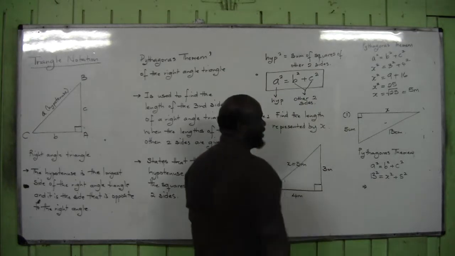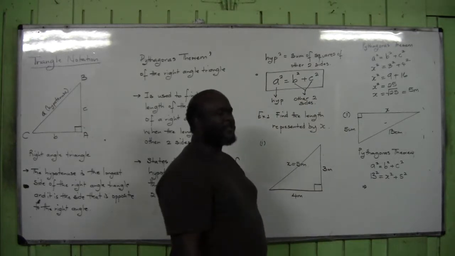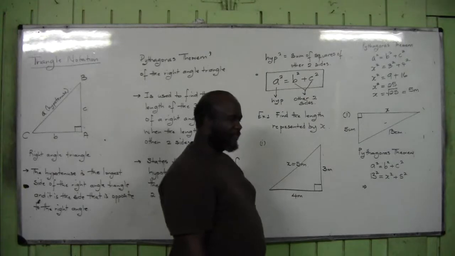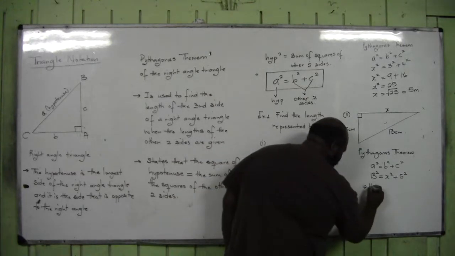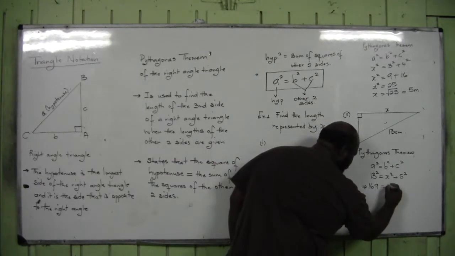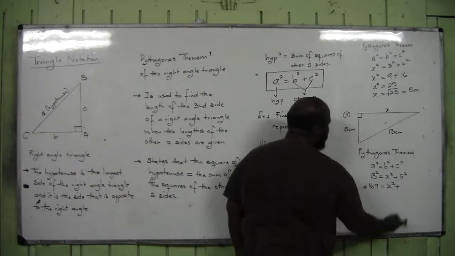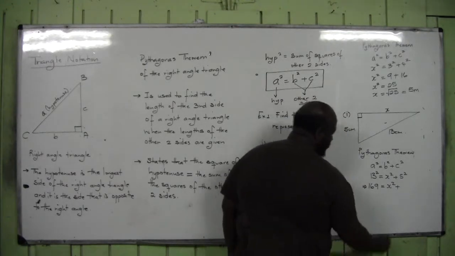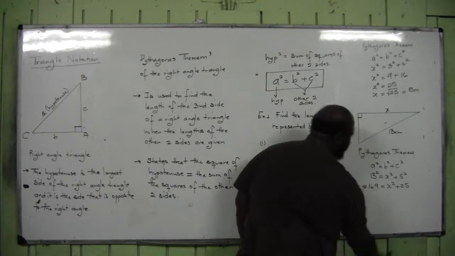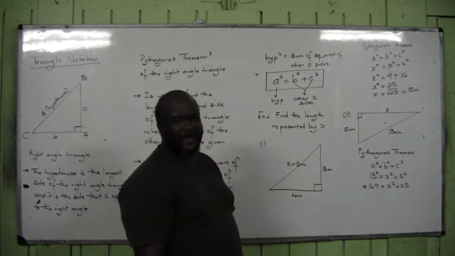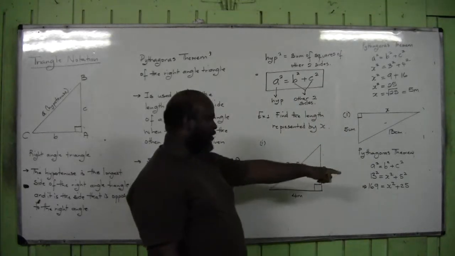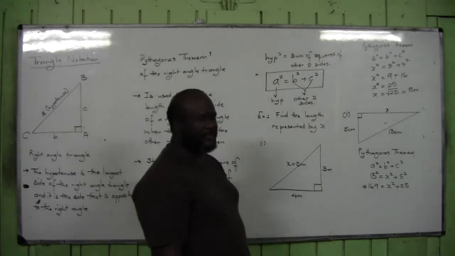What does 13 squared mean? 13 times 13, which is 169. So 169 is equal to x squared plus 5 squared. 5 squared is 5 times 5, which is 25. Positive 25 comes over and becomes negative.